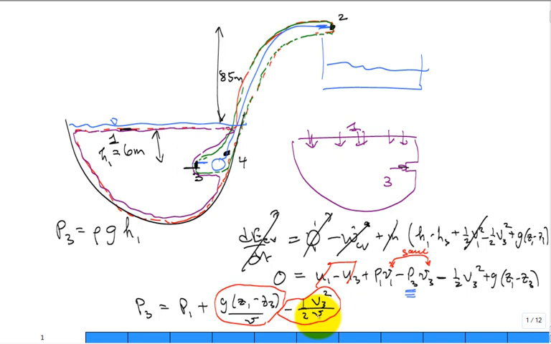So, atmospheric pressure is 101.3 kilopascal. The hydrostatic, due to the elevation of 6 meters, 1,000 kilograms per meter cube for the density of the water, gives like 58.86 kilopascal. And you subtract off 7.57 kilopascal. What's that from?